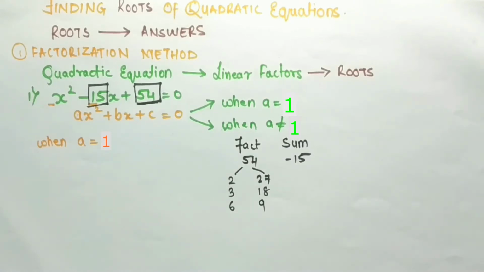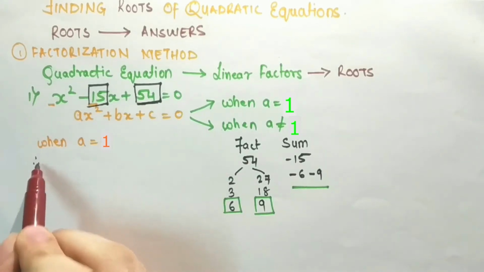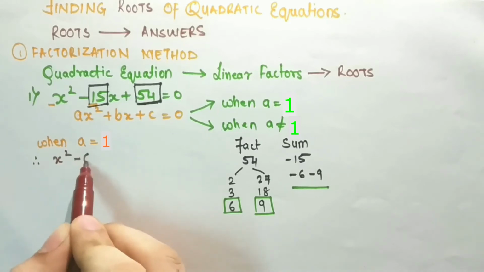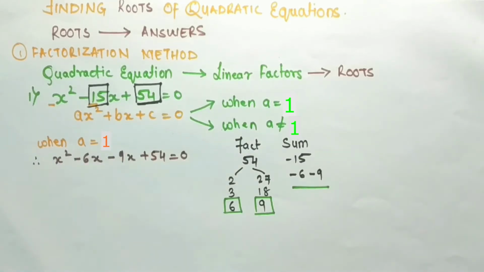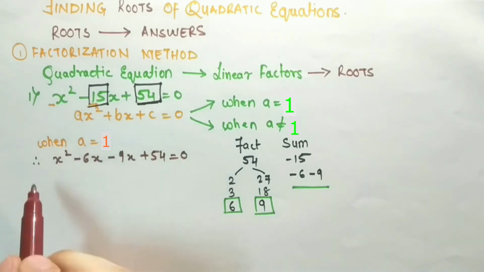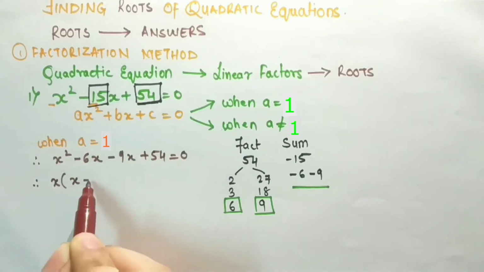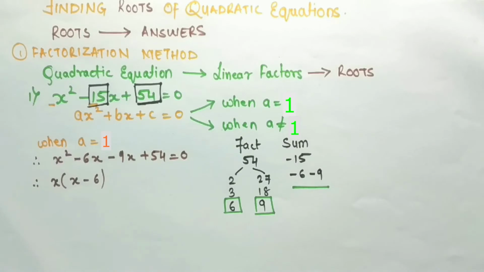Now, when I take 6 into 9 and I take minus 6 minus 9, I get a sum of minus 15. Therefore, minus 6 and minus 9 become my factors. So, I will split the middle term in these two factors and I will get x square minus 6x minus 9x plus 54 is equal to 0. Now I have to take out the common between x square minus 6x and common between minus 9x plus 54.